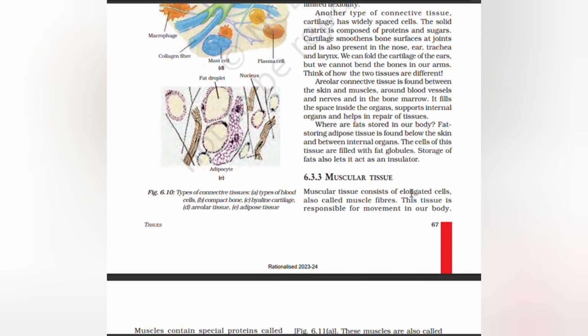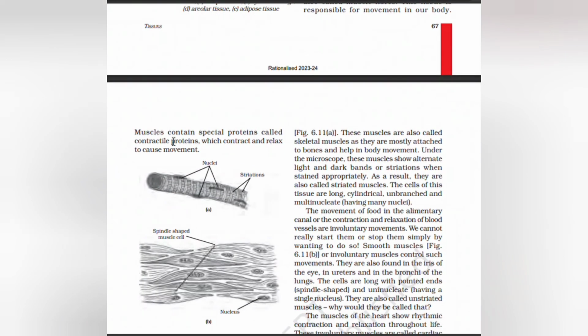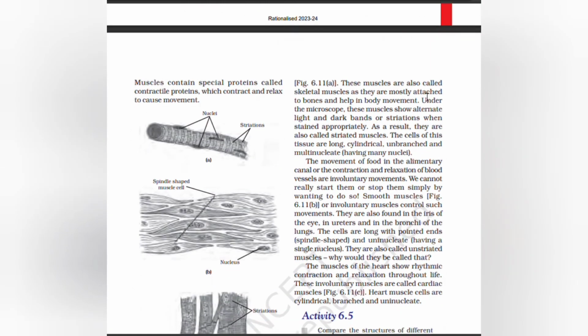Muscular tissue. Muscular tissue consists of elongated cells called muscle fibers. This tissue is responsible for movement in our body. Muscles contain special proteins called contractile proteins, which contract and relax to cause movement. Skeletal muscles are mostly attached to bones and help in body movement. Under the microscope, this muscle shows alternate light and dark bands or striations when stained appropriately. As a result, they are also called striated muscles. Cells of this tissue are long, cylindrical, unbranched and multinucleate.